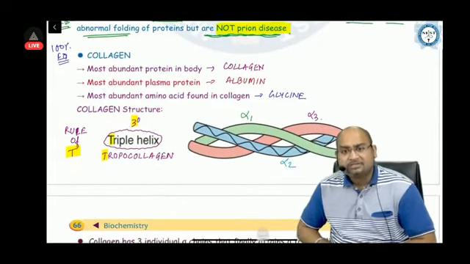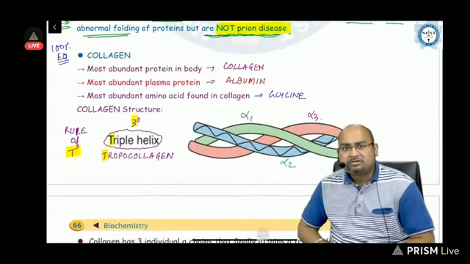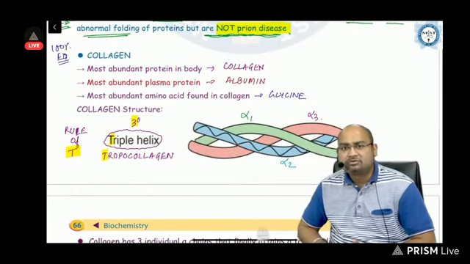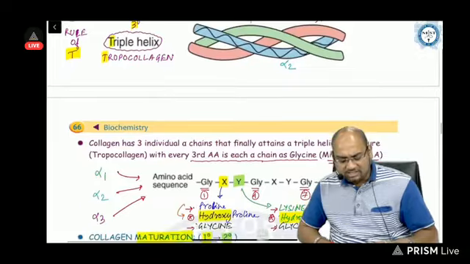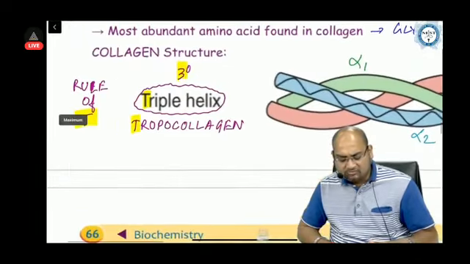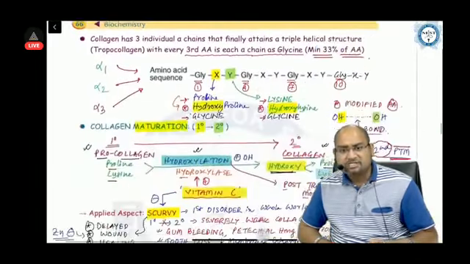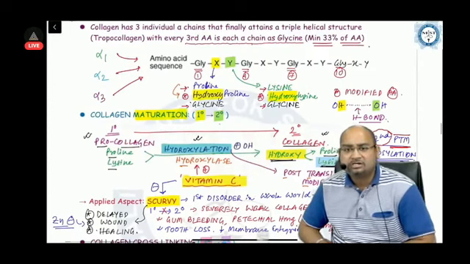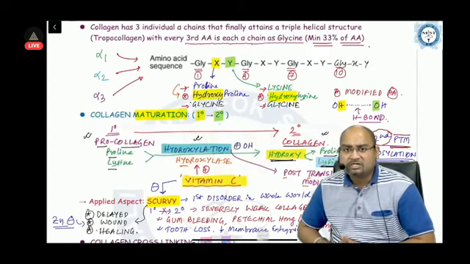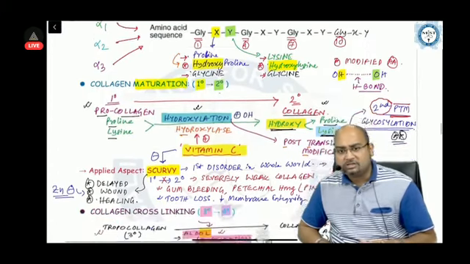Coming to collagen, beta, an expected question topic, it will come in your exam, beta ji. The most abundant protein in our body is collagen, and among plasma proteins it is albumin, and the most common amino acid is glycine. Three chains together here will form the tertiary structure. Here we have talked about the sequence Gly-X-Y. Glycine is the most abundant amino acid.